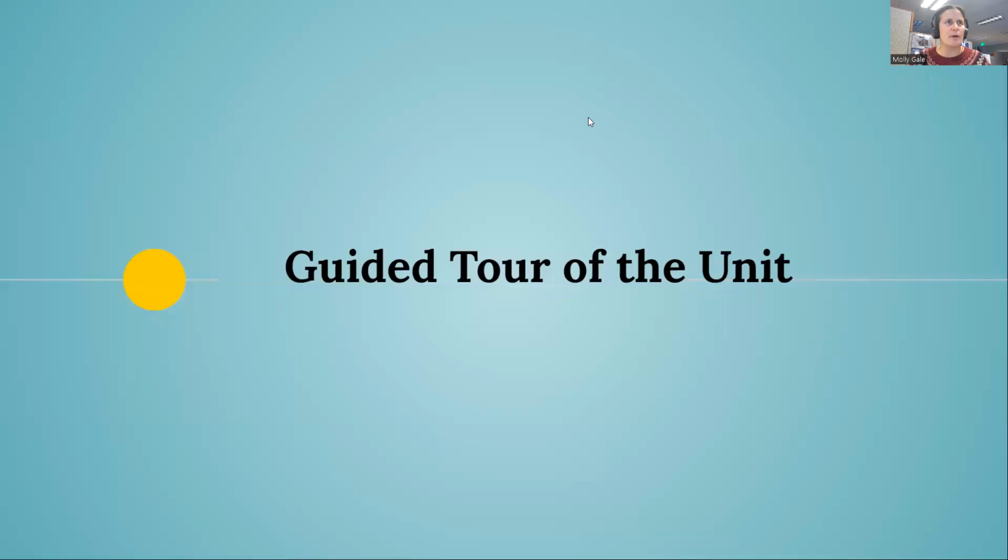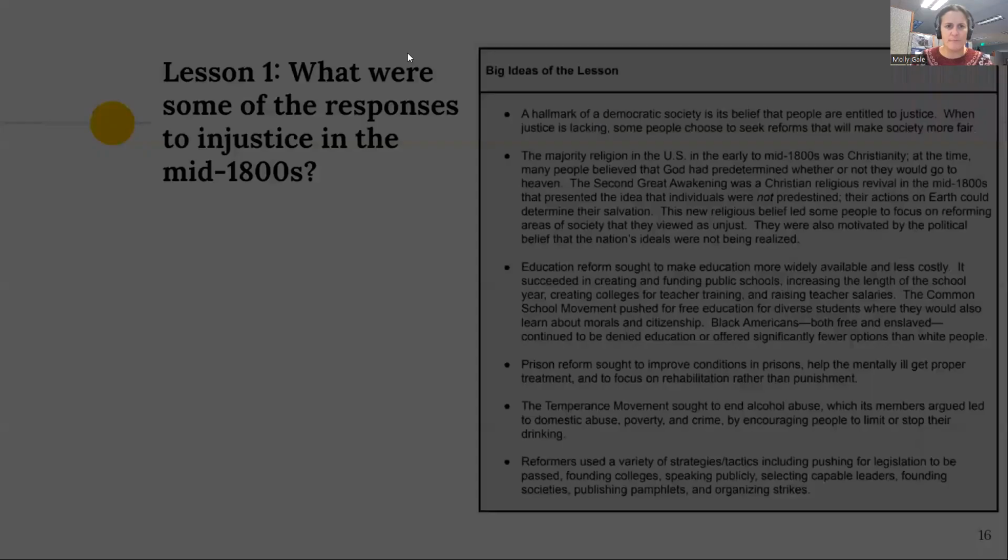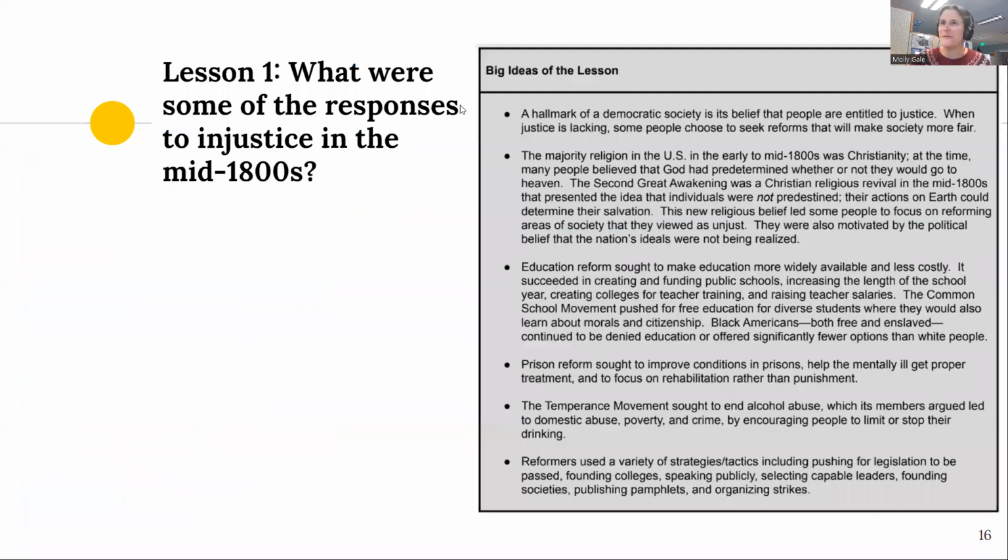So I'm going to take you through a guided tour of the unit, just like we did the last couple of times we met. So lesson 1, the question again is, what were some of the responses to injustice in the mid-1800s? And the big ideas are right there if you want to take a look through them right now. This is, as the first lesson of the unit, a chance to really set kids up, introduce them to the unit compelling question, and then this lesson question, and give them the tools they need to dive into both.